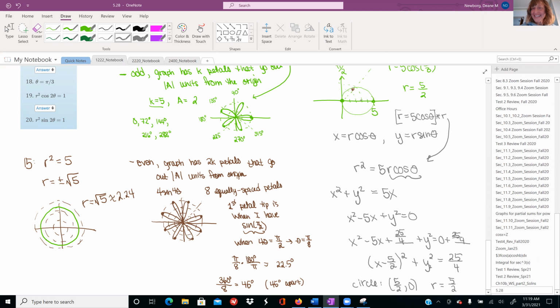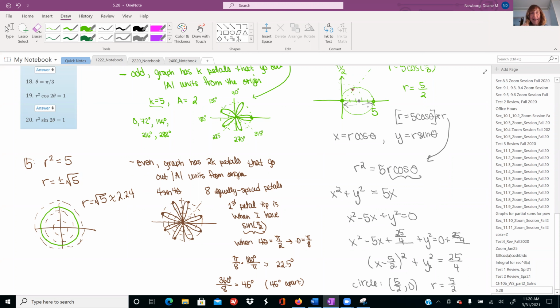And so that makes sense with the picture that I just drew, right? So the center is right there halfway between 0 and 5, which is 5/2. And then the radius is 5/2. And since the center is right on the x-axis, the y-coordinate is 0.